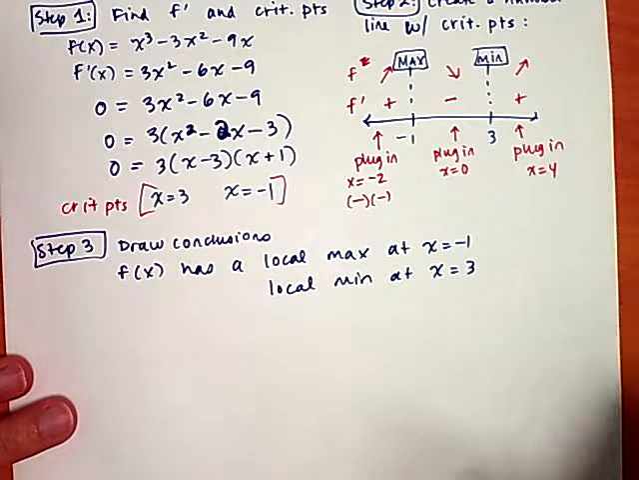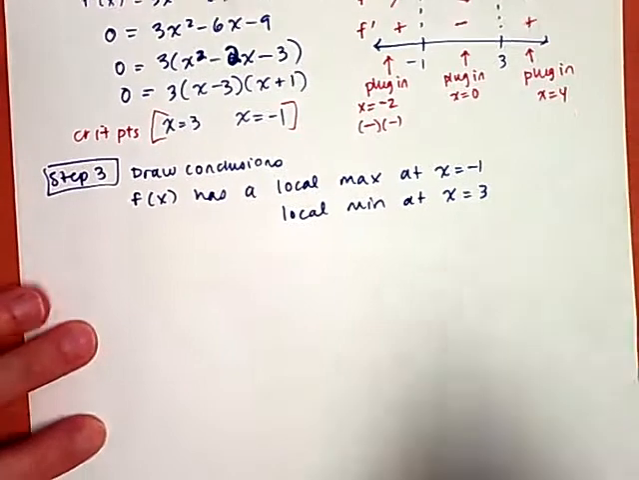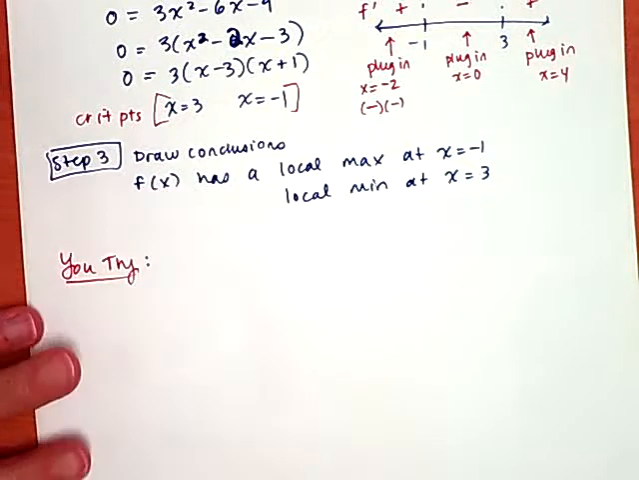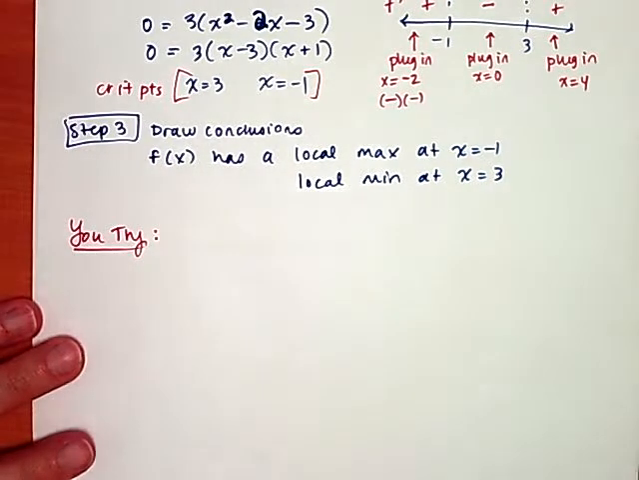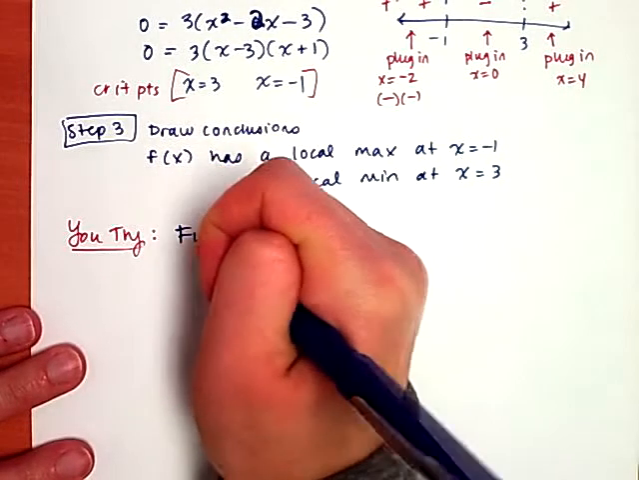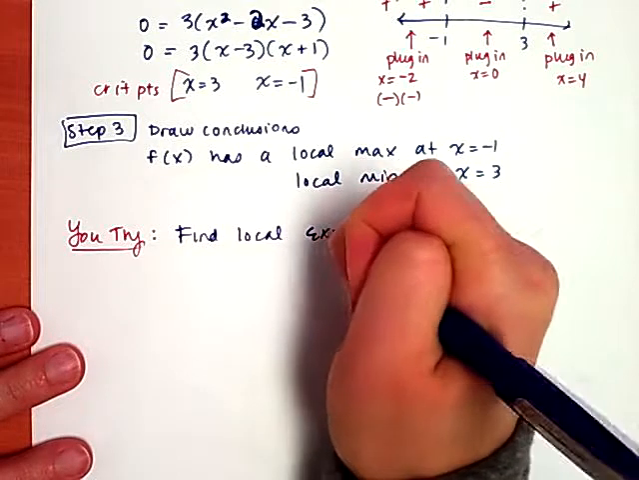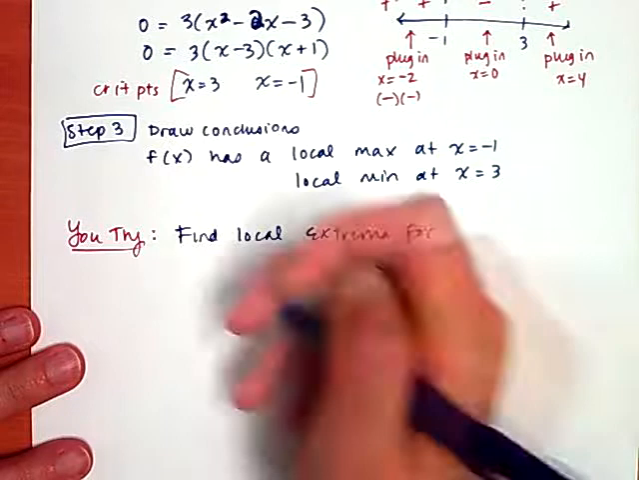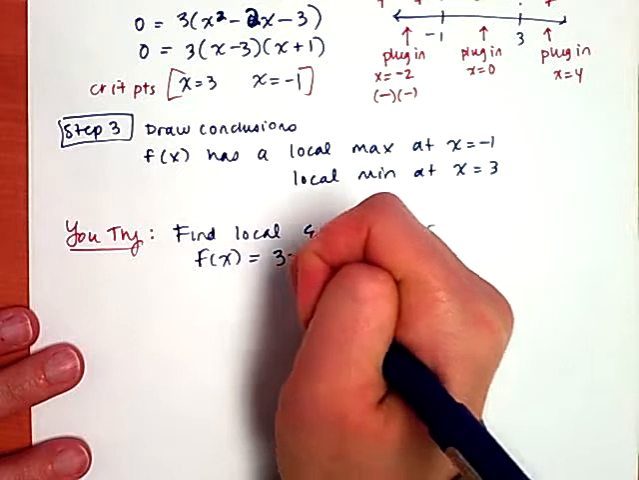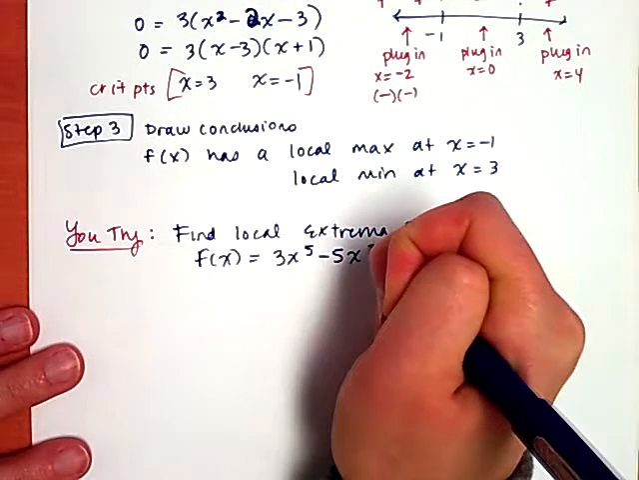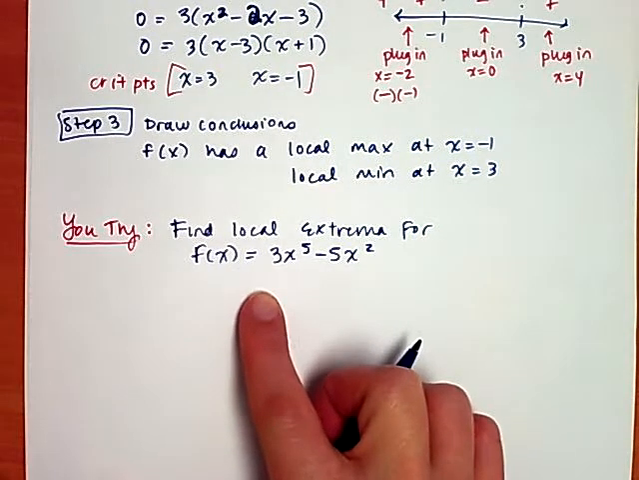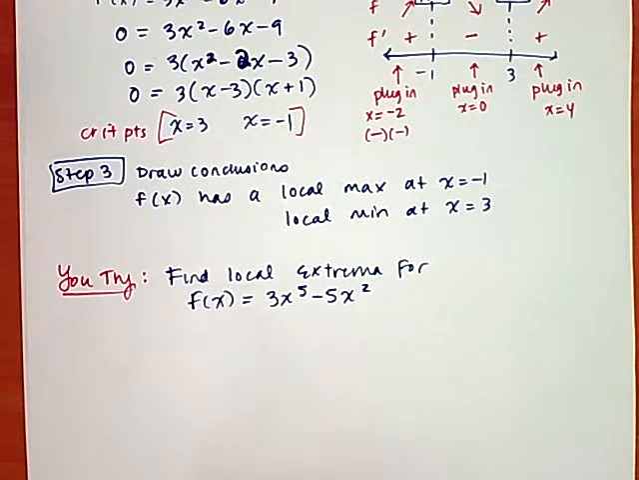Okay, so for the sake of time, and I'm trying to not make these videos quite as long as they've been in the past, I'm just going to give you all a try-it-yourself problem, so see if you can repeat this process with the function. So we're going to say find local extrema for f of x equals 3x to the 5th minus 5x squared. Okay, so you're going to take its derivative, set it equal to 0, find those critical points, and create the number line. And we'll be discussing this in class.